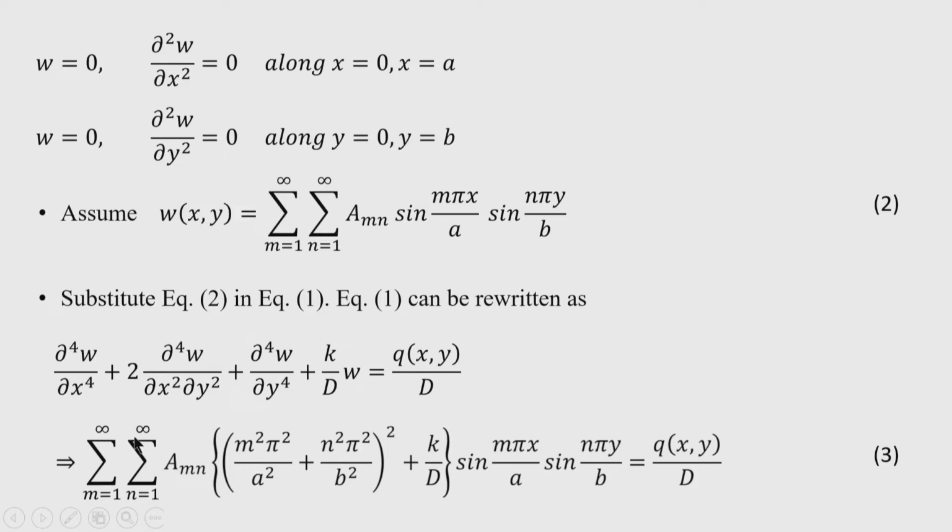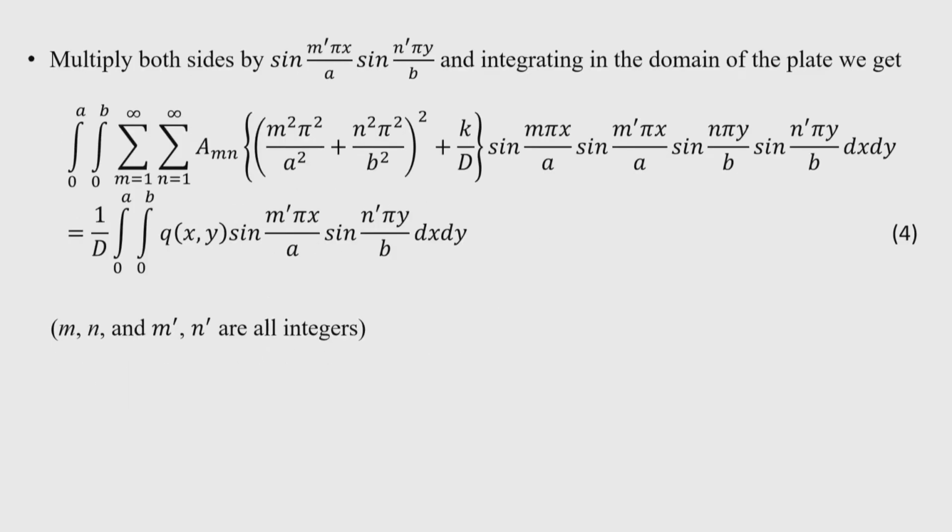So, we have to get rid of the summation term and want to find the value of the constant AMN. Okay. So, multiply both sides by sin m dash pi x by a, sin n dash pi y by b, and integrate in the domain of the plate. What do you understand by domain of the plate? Because it is a rectangular plate, it extends from 0 to a in the length direction and 0 to b in the width direction. So, the area of the plate is a across b, ab.